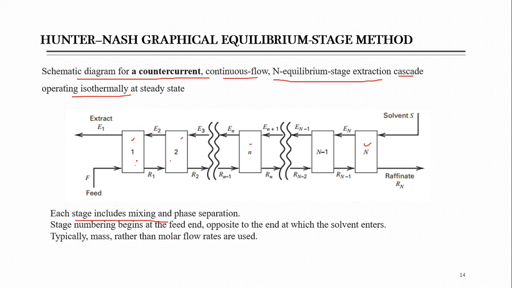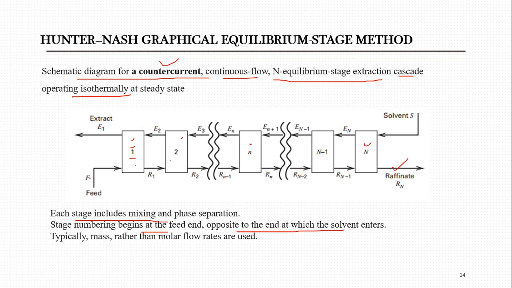Then the stage numbering, you can see here, because we have to use these numbers later for derivations. The stages are numbered from the feed: the stage where the feed is entering is numbered 1, and then the next is number 2 and so on, and the end stage is the one from where the raffinate is leaving. He said that stage numbers begin at the feed end, opposite to the end at which the solvent enters, because this is a counter current system, so they will definitely enter from opposite sides. So the side from where the feed is entering is stage 1.